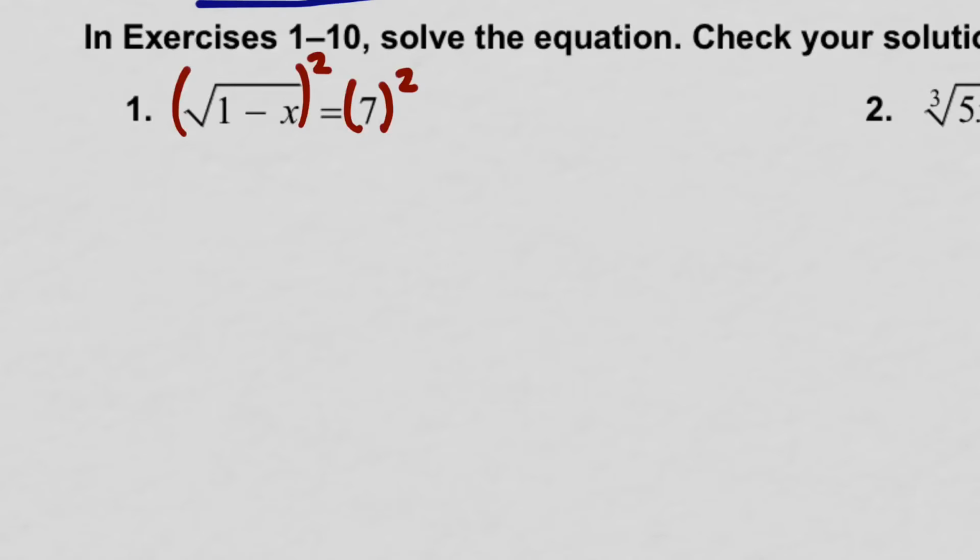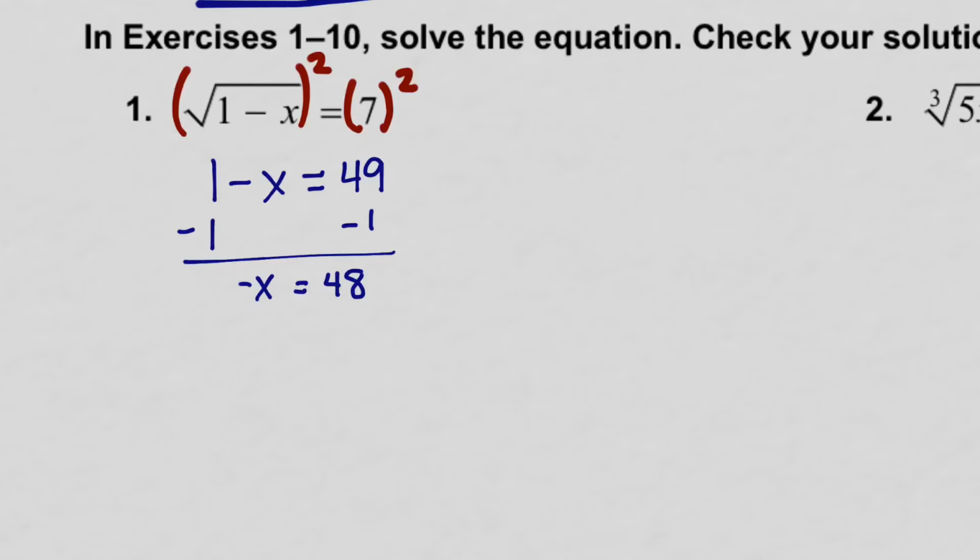Let me get my thickness a little smaller here, sorry. And so this becomes 1 minus x, since the square root and the squared cancel out, and I have 7 squared, which is 49. Then we just go about solving for x the way we would algebraically. Here we have to subtract the 1, so I get negative x equals 48. I still haven't finished solving for x. I have to get rid of that negative out front, so I'm going to do that by dividing by negative 1, and I get x equals negative 48.